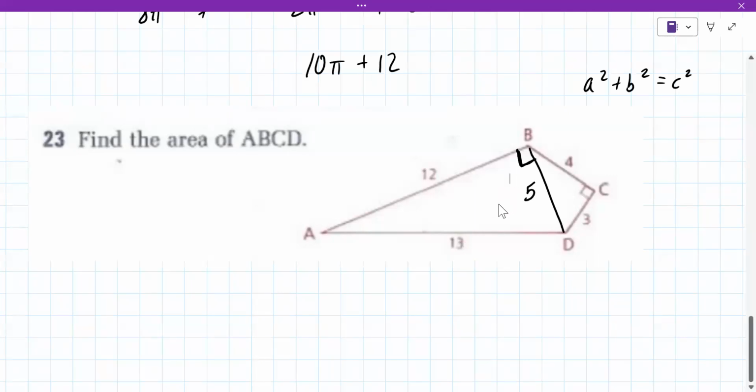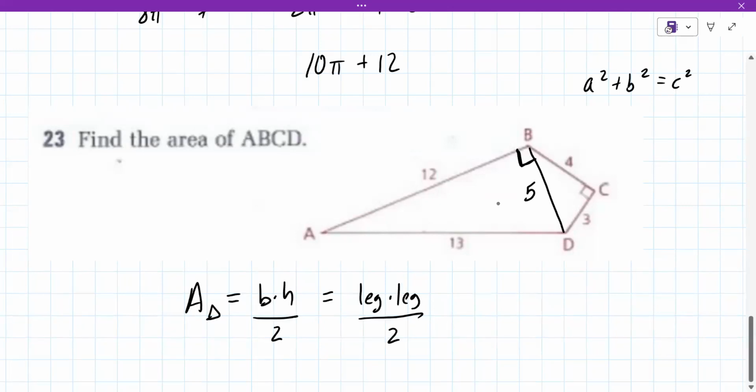And the reason that's so important is the area of a triangle is base times height divided by 2. Well, when you have a right triangle, it's leg times leg divided by 2. The two legs meet at the 90-degree angle. So you've got a right triangle ABD, right triangle BCD. You can find the area of each and add it together.